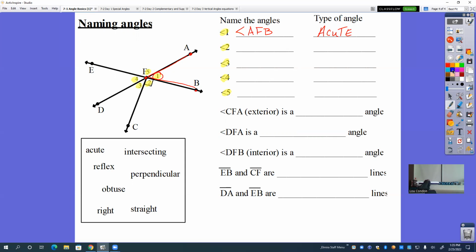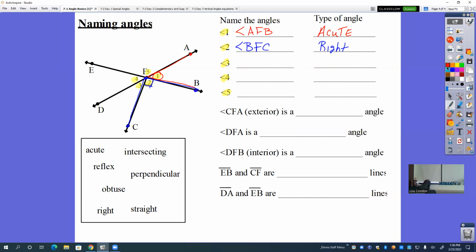Next one would be angle 2. So we would have B, F, and C. That would be angle BFC. And as you can see, marked by your 90-degree box here, that tells you it's 90 degrees. So it would be a right angle.